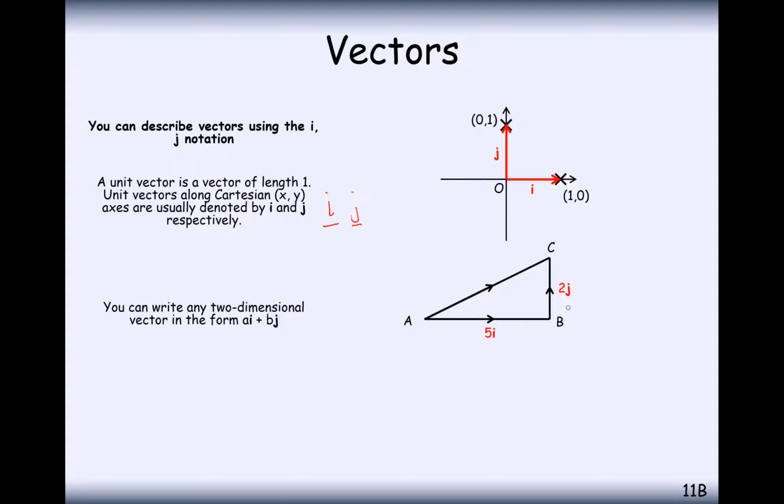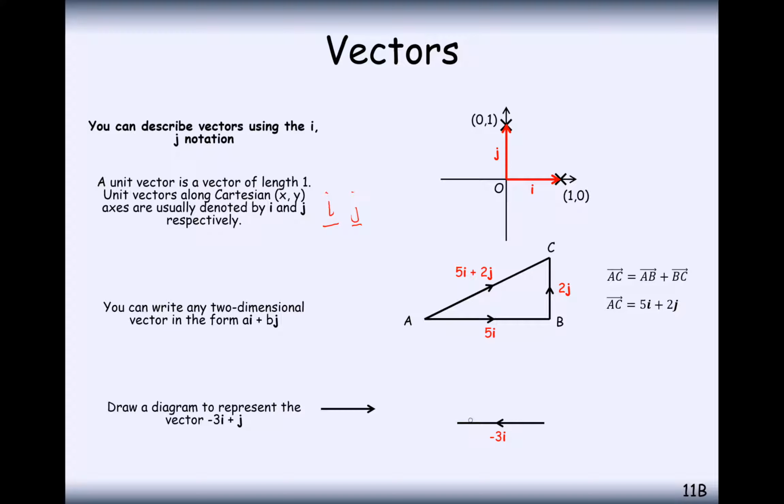So for example, 5i plus 2j can be representing A to C. Okay, so how would we draw the diagram for minus 3i plus j? Well, you'd just go left by 3 and then up by 1 for the plus j component, and then the diagonal here is just going to be minus 3i plus j. So i is always to the right, j is always 1 up.